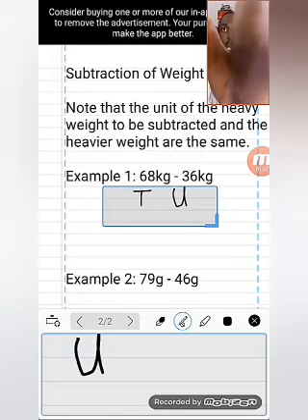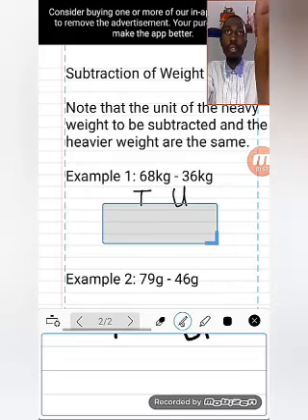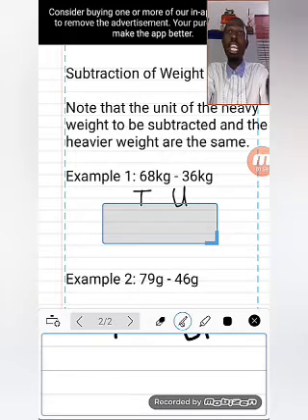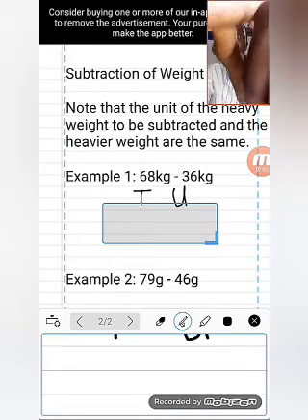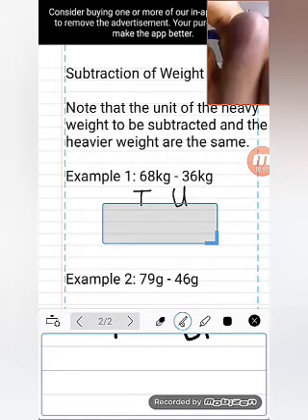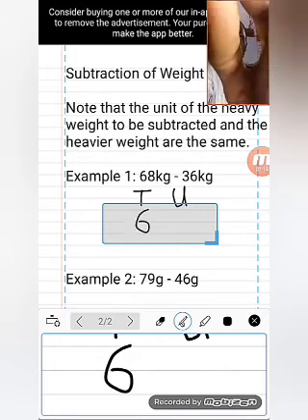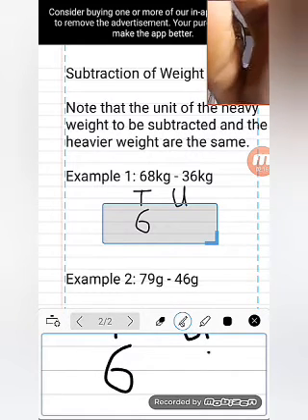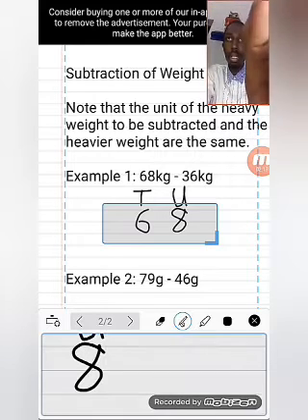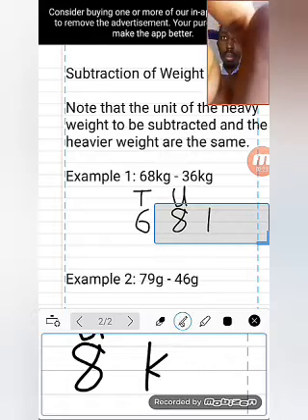Good. So the next thing we are to do now is to write the values. The first value is the heavier one, which you'll be removing the lighter one from. The heavier one is 68 kilogram. So let's write that, 68 kilogram. The 6 being 60, the 6 is the tens. You write it. Then under the unit is 8.